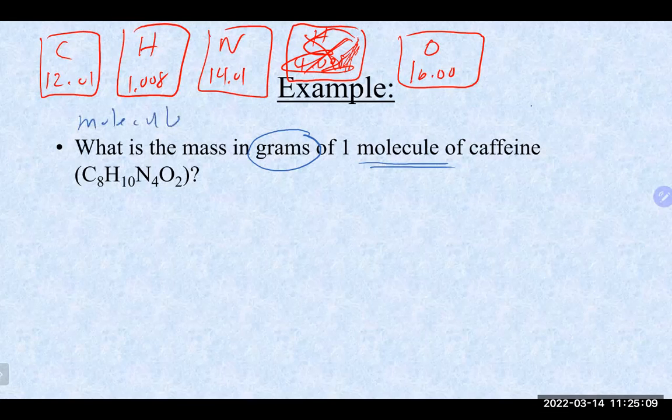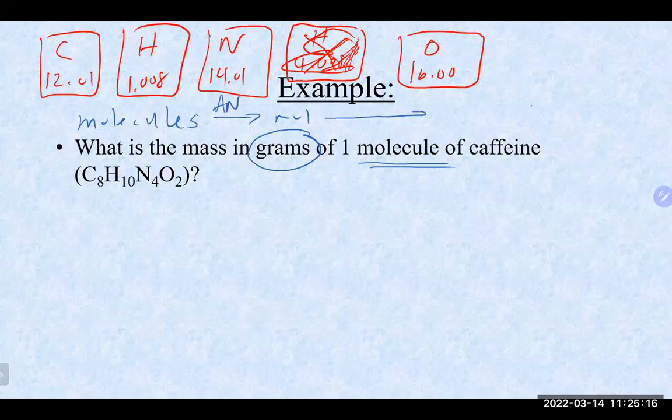So the kind of pathway there is we want to go from molecules to moles using Avogadro's number. We then can go from moles to grams using the molar mass to do so. So that's sort of the pathway you want to take. In this particular case, we will need the molar mass, so might as well calculate that up front.